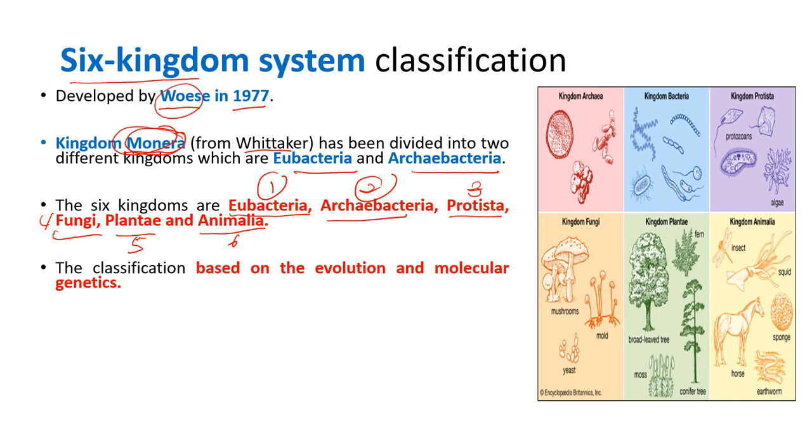The classification is based on evolution and molecular genetics, so this is based on their genetic composition, their DNA. If you look here, you have the archaea and also bacteria. Before, they were classified in the kingdom Monera by Whittaker, but Woese divided them into two, which are Eubacteria, this one here, and Archaebacteria. The rest maintain: Protista, fungi, Plantae, and also Animalia.